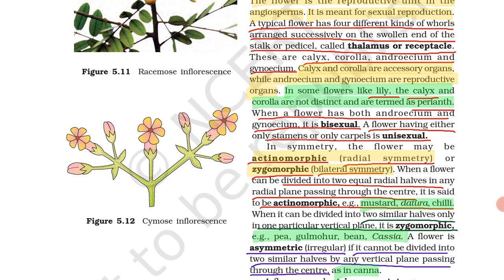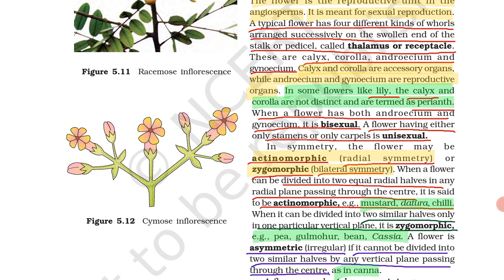When a flower can be divided into two similar halves only in one particular plane, it is called zygomorphic symmetry. The examples of zygomorphic symmetry are pea, bean, and cassia. So the examples of actinomorphic symmetry are mustard, dhatura and chili, and zygomorphic symmetry examples are pea, bean and cassia.